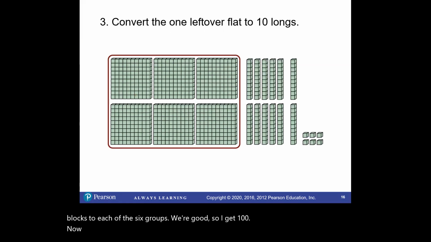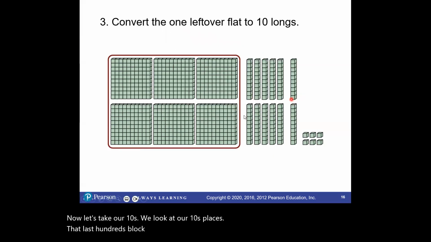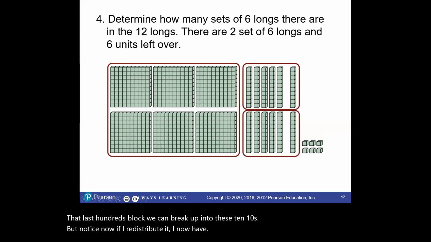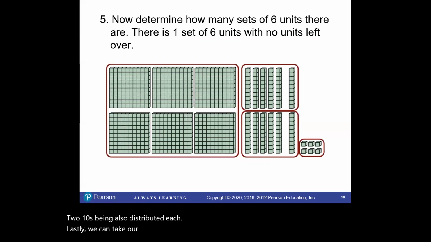Now let's take our tens. When we look at our tens places, that last hundreds block, we can break up into these 10 tens. Well, but notice now if I redistribute it, I now have 2 groups of 6 tens. So what's that mean? We have 100 each, and then 2 tens being also distributed each. Lastly, we can take our ones and break it up.